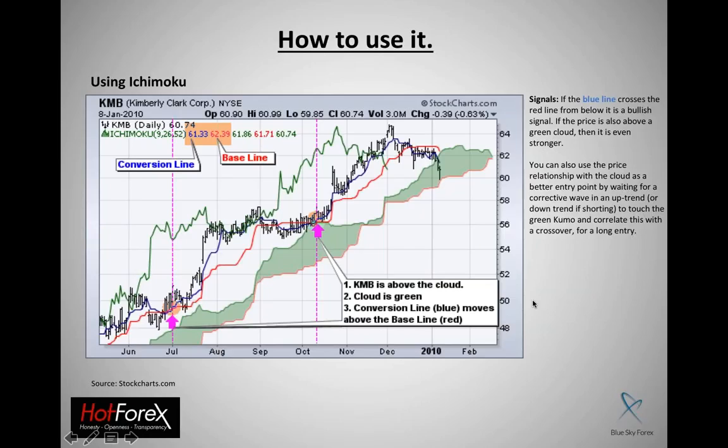Joel is asking, among the four indicators in Ichimoku, which one is more significant? I would say you should use the crossovers and the Kumo bounces, the price touching the Kumo. Now, if the price pierces a cloud, the Kumo, and goes all the way through, that's an indication that there's going to be a flip, a directional change in the market, like you see here.